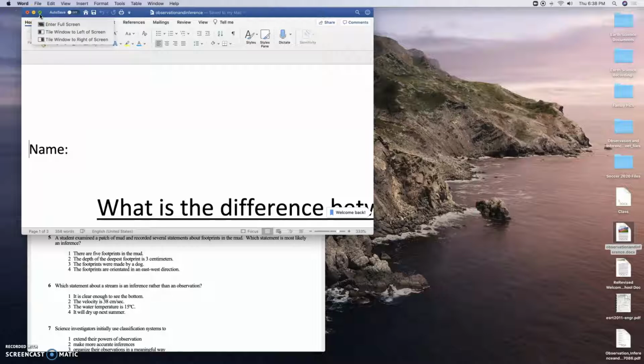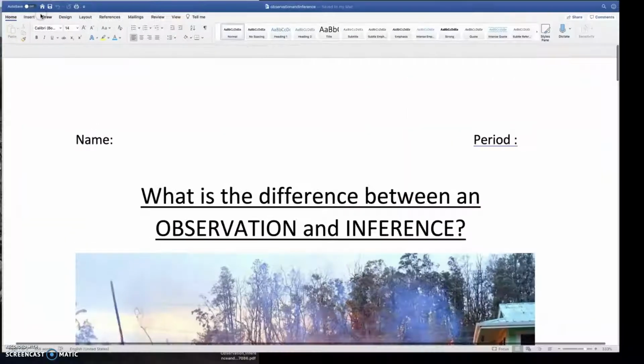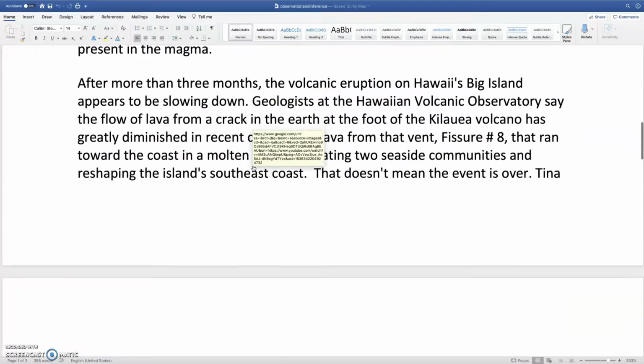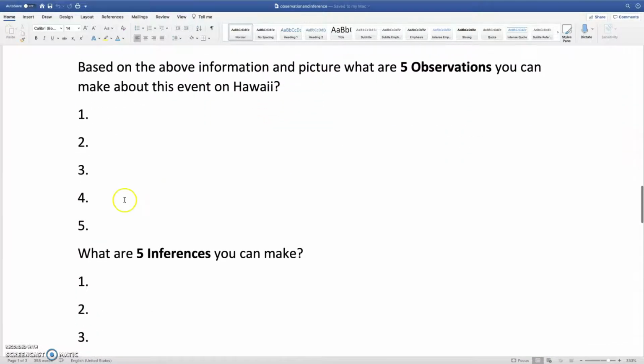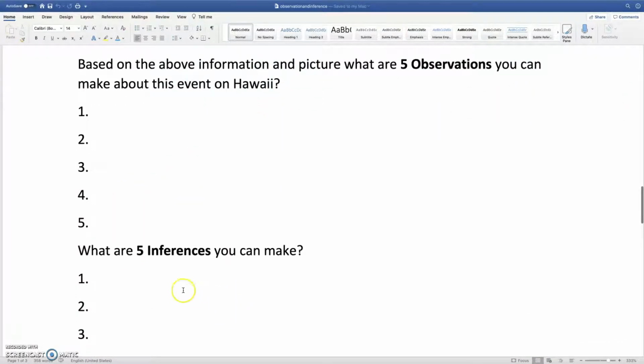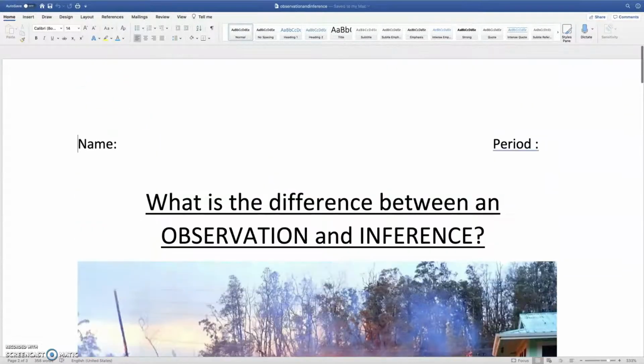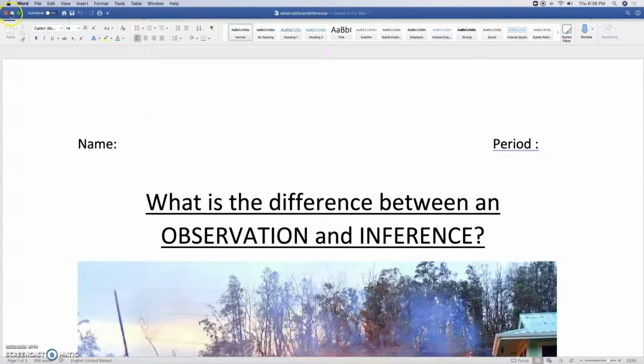I just want to let you know that you are going to be seeing this picture and this worksheet. This is what I'm going to be referencing my lesson around. I'll be doing a little reading, and we're going to go over the differences between an observation and an inference. If you want to get your own copy of this, or you just need to see it a little bit better than my screen share, that's very easily done.